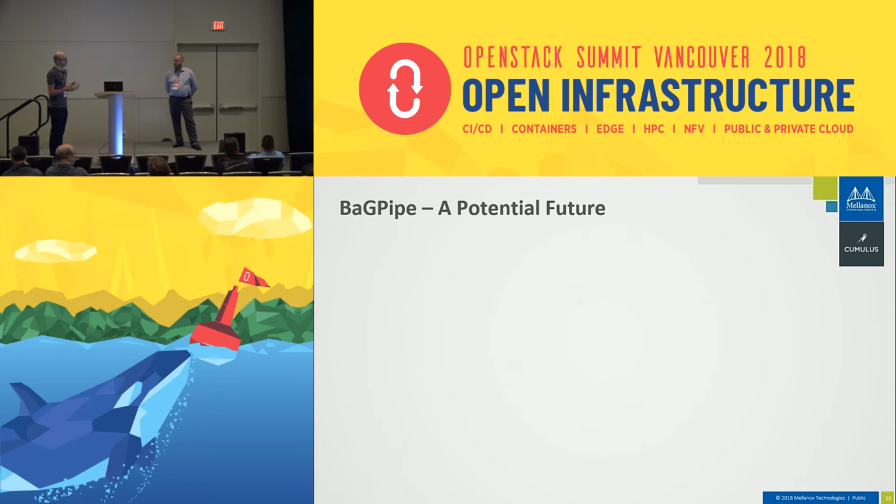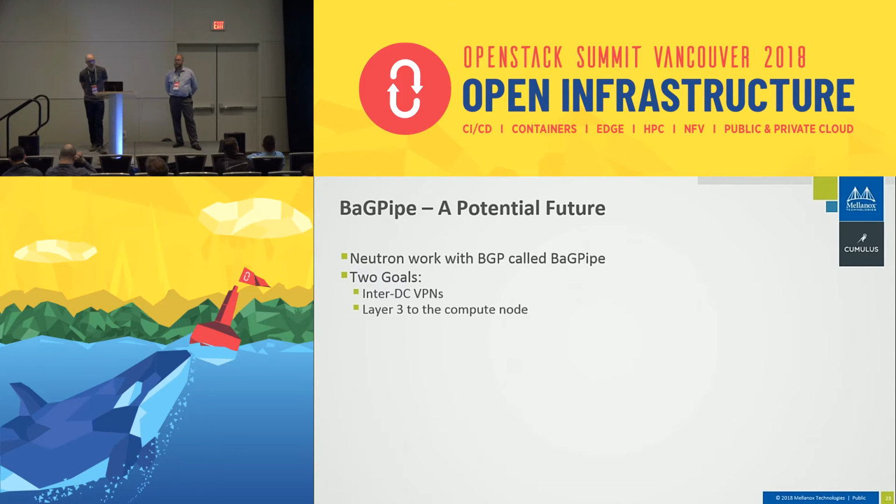So there has been some movement with OpenStack and Bagpipe to do something that looks somewhat similar to this. So Neutron, again, they call it Bagpipe. And it's really got two goals. One is doing VPNs between data centers. But the other one that's a little bit more specific to what we're talking about today is layer 3 down to that compute node. So to have the compute node do layer 3 out of it. So if you're familiar with Bagpipe, you've looked at it at all, it's going to sound a little bit familiar to what I'm talking about. I'm not talking about Bagpipe.